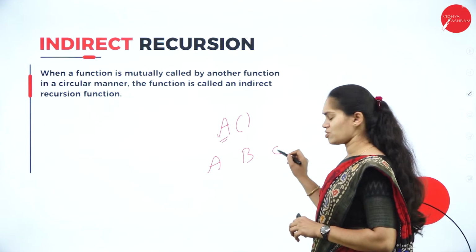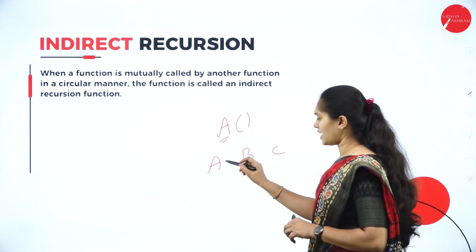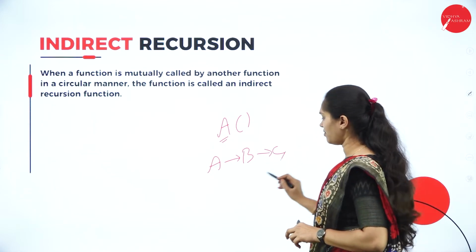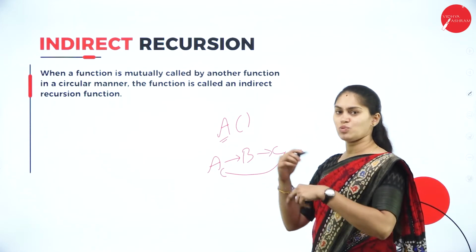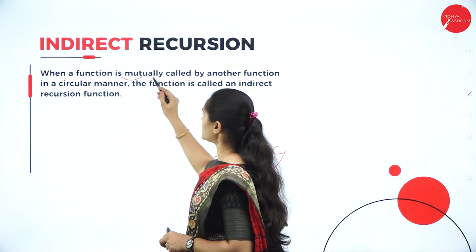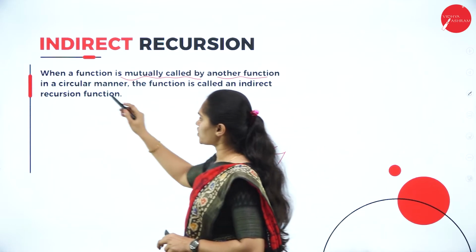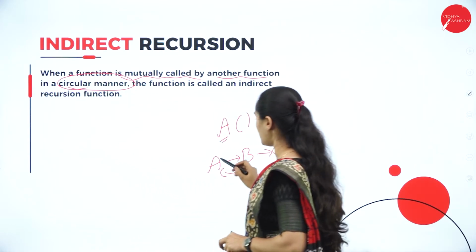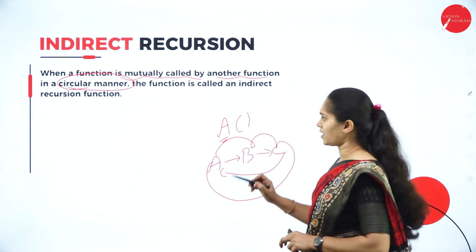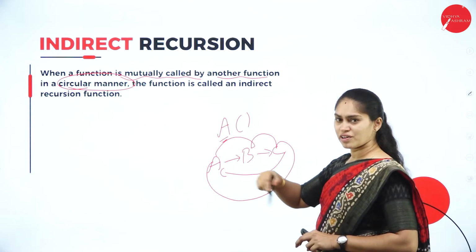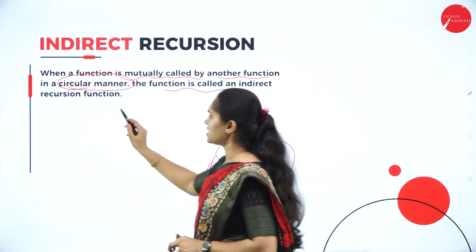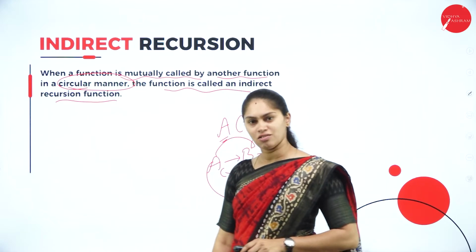I wanted to reach C, or I wanted to call C. At the time A is going to call B, and B is going to call C. This C is going to communicate with A. This takes place in a circular motion when a function is mutually called by another function in a circular manner. So here A will call B, B will call C, and again C will call A. That means functions mutually call each other in a circular formation. That kind of function is called an indirect recursion function.